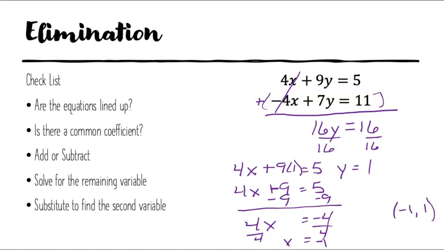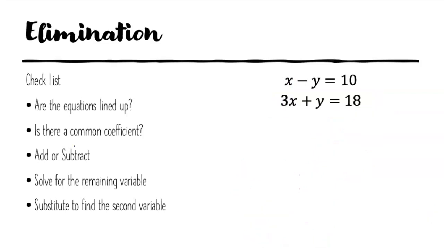Okay, let's look at another one. Are the equations lined up? I look: x over x, y over y, equals over equals, constant over constant. That works. That means I can look at these to see how I can combine them. Can I add or subtract them to make a variable eliminate or drop off? I look at my x first. I have x and 3x. That's a coefficient of 1, right? 1 and 3 are not the same. I look at my y's. In front I would have a 1 and a 1, a negative and a positive.